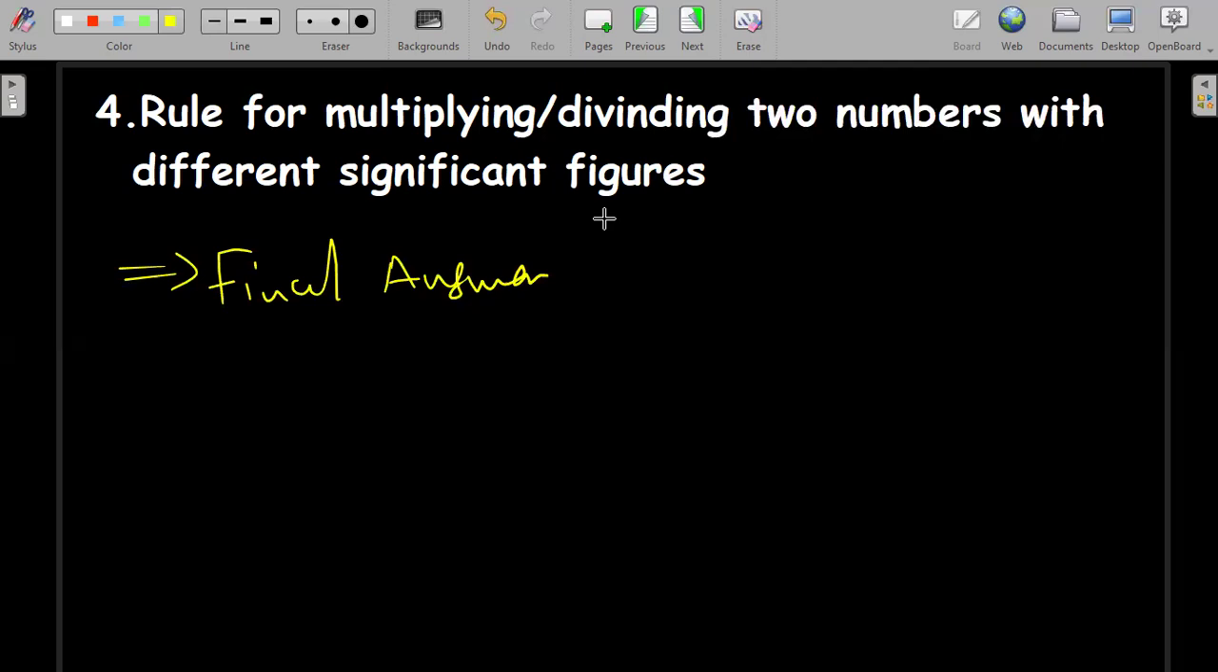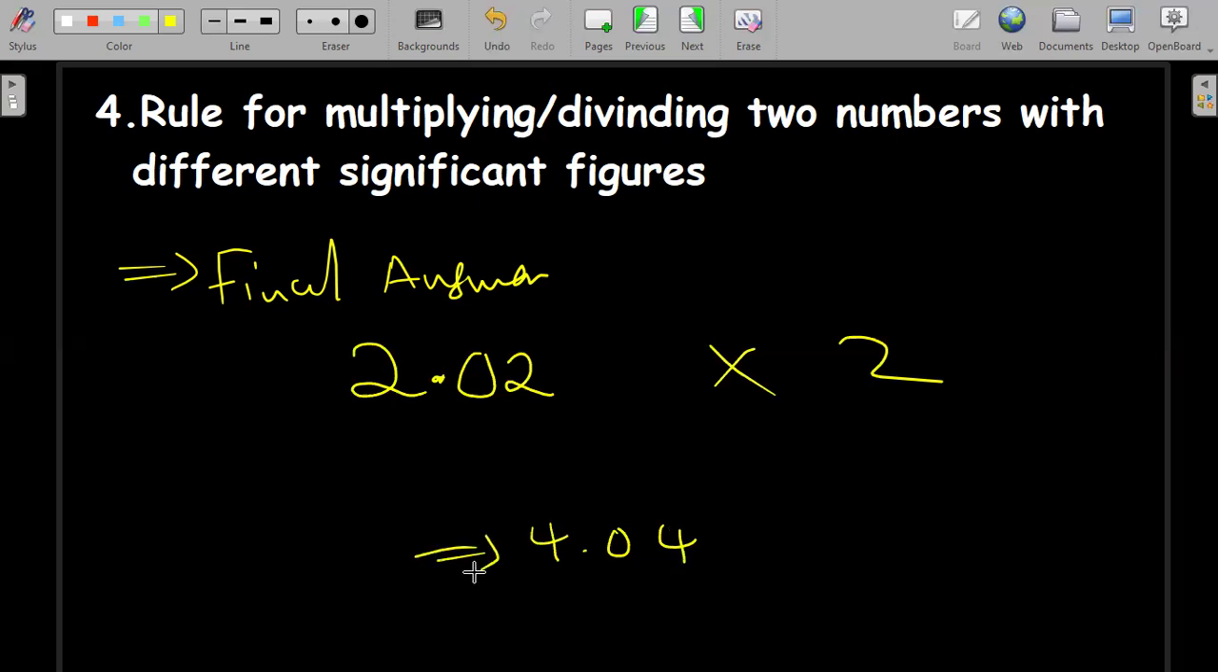So we've switched. When we're talking about addition and subtraction, we said we are looking at the number of decimal what? Places. But here, when we are looking at multiplying or dividing, we now look at the number of what? Significant figures. So for example, let's have 2.02 times 2. When we multiply this 2.02 times 2, we are going to get 4.04. This will be our final answer. So the rule is that the final answer should have the same number of significant figures as the least number between the two.